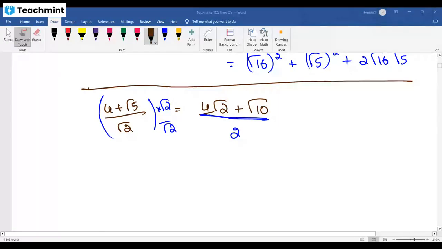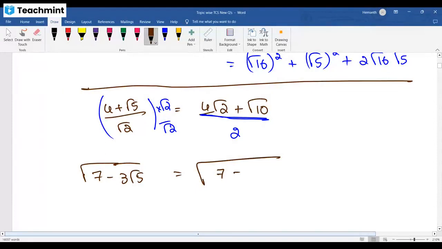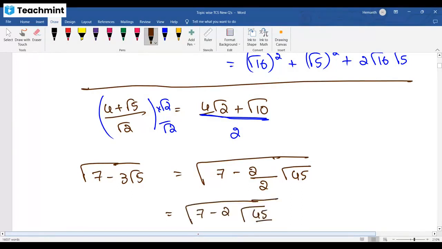Fine, it seems now. Now your job is simplifying that square root of 7 minus 3 root 5, right? So what you can do, you multiply this second term with the 2 and divide with the 2. The 2 is important. No problem. Multiply by 2, divide by 2. Send the 3 inside. Means that 45 will come. Now put 1, 2 inside, 1, 2 outside. That will be 45 by 4.